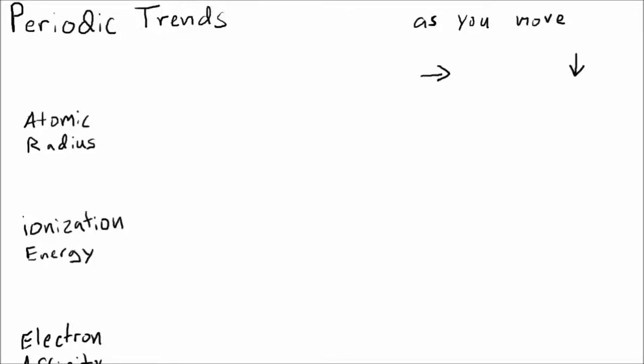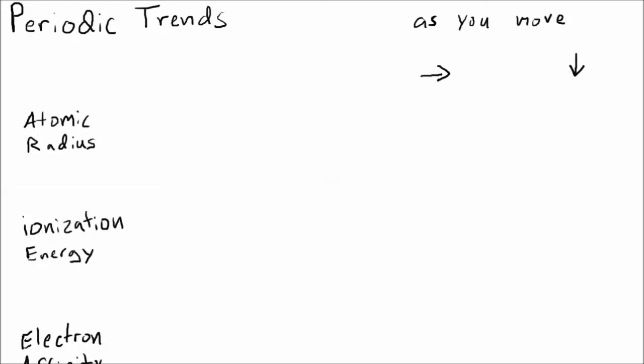Hello and welcome to this online video lecture about periodic trends. One of the powerful things about the periodic table is that it has arranged the elements in such a manner that we can use it to predict what the properties of different elements are in relationship to other elements.